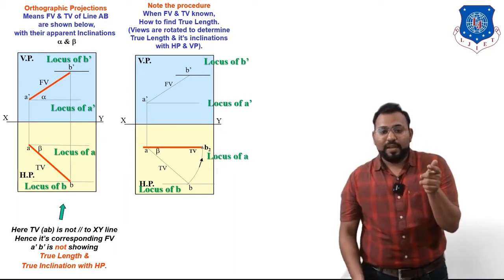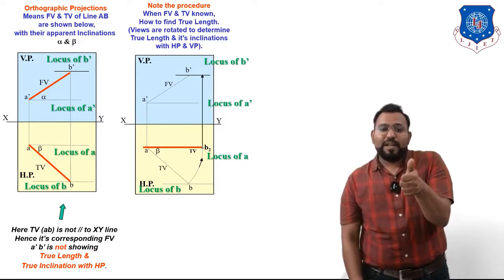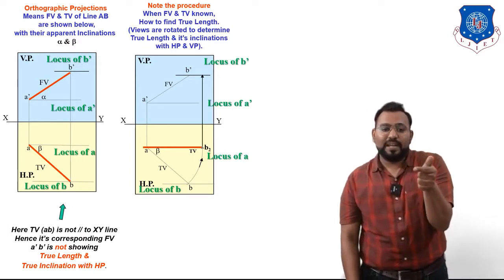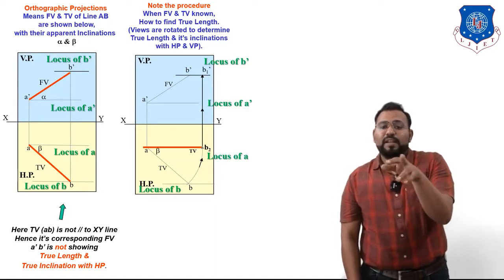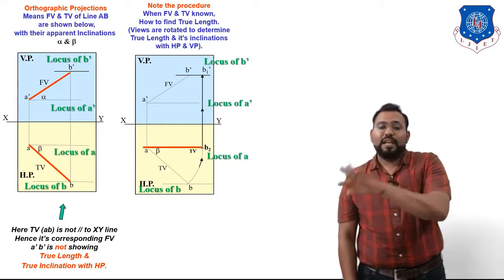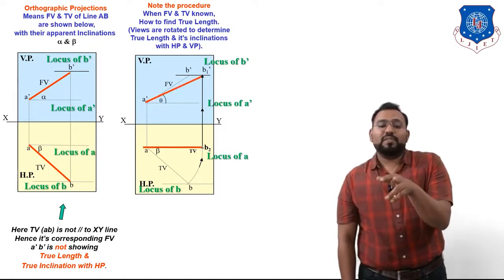Again I am going to repeat. From point B2, draw a vertical line up to locus B dash. Whenever it intersects locus B dash, give it the name B1 dash. Now connect A dash and B1 dash, and that is going to show us the true length.